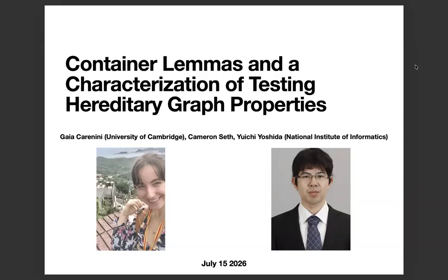Thanks a lot, everybody, for coming and everybody on Zoom. So I'm going to tell you about container lemmas and the characterization for testing hereditary graph properties. This is joint work with Gaia, who's a PhD student at University of Cambridge, and Yuichi Yoshida at NII in Tokyo. So this was a project that I did while I was on a summer internship program in Tokyo.